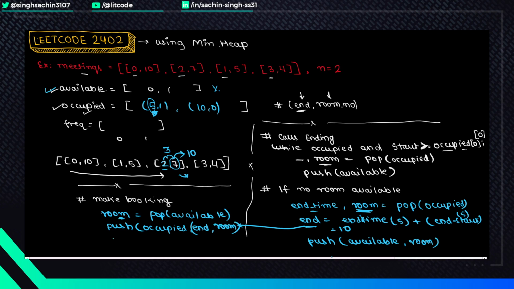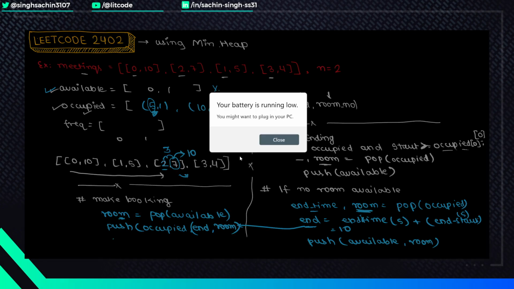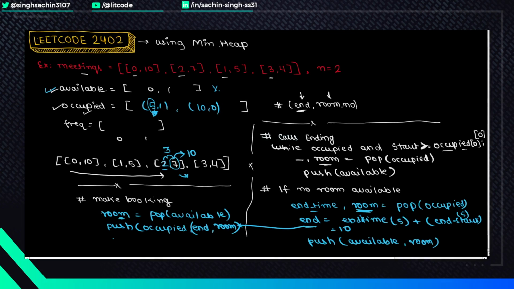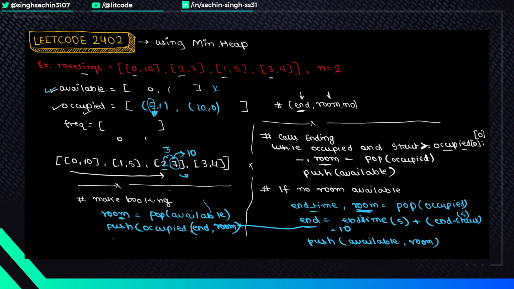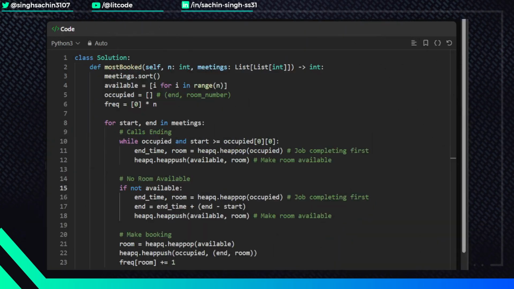Okay, and you will just simply increment the frequency of the room number which we are using. So it will be frequency of room plus equals 1. So this will be the complete logic of it. Let's check out the code for the same now. Okay, so this is the code.